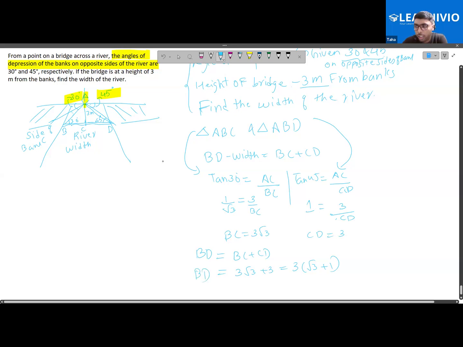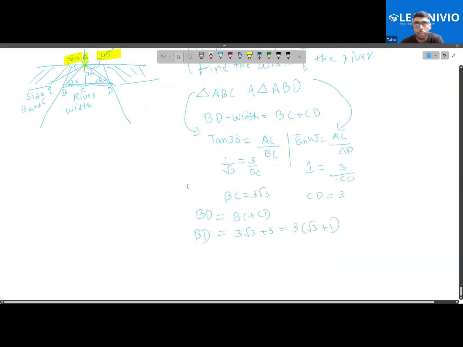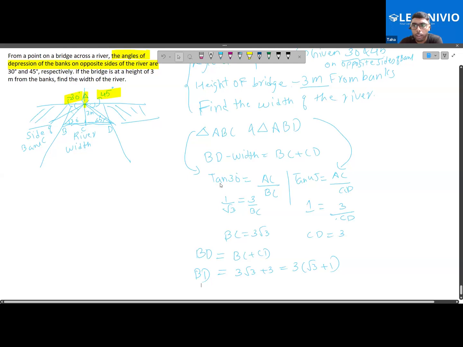We were not given root 3's value to find the answer here. So we will leave it at this particular thing. Okay. Any doubts in this? No, sir. No? Okay.